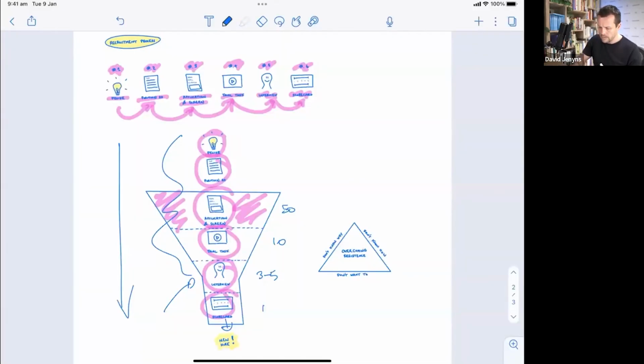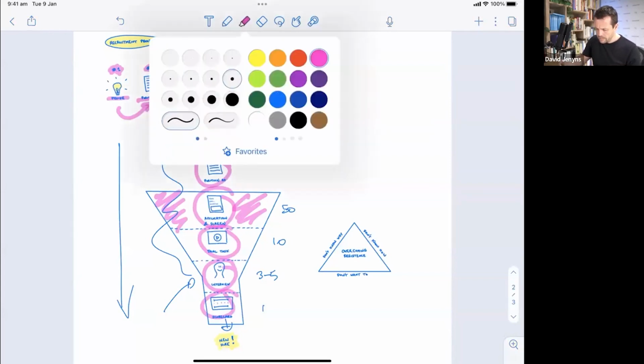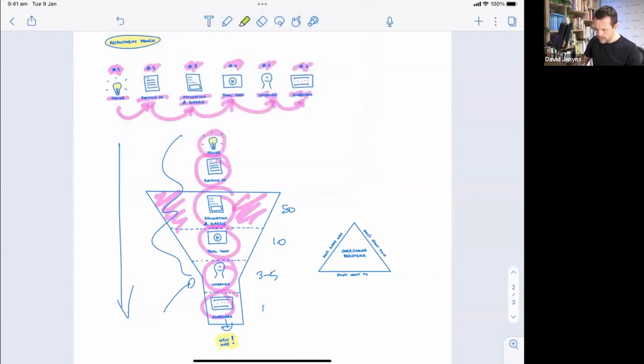Yep, perfect. So I'm going to choose a different color. I think I'm over pink. Let's go green. All right.